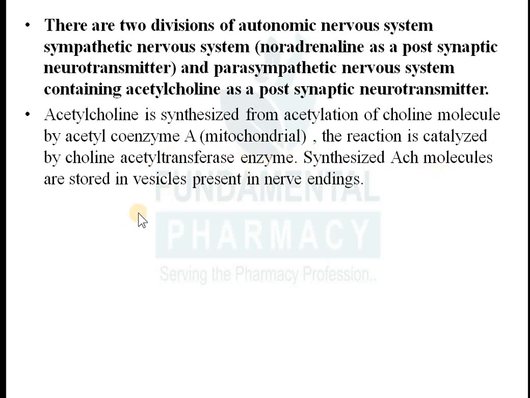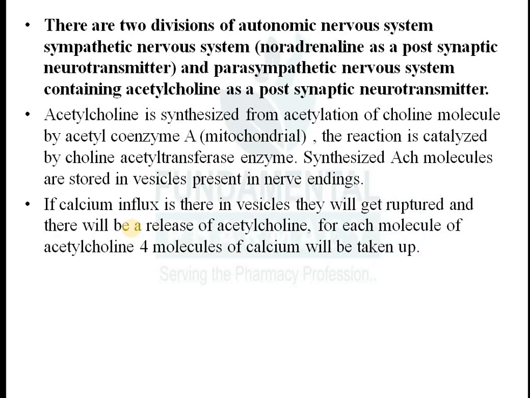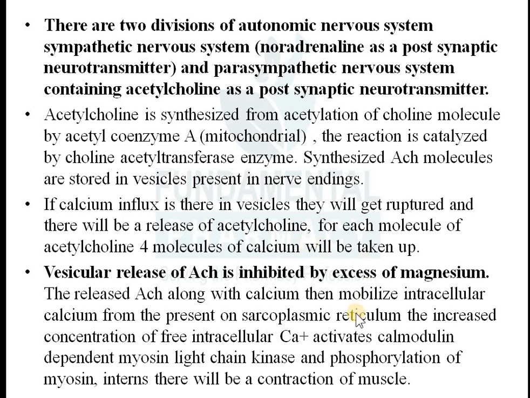acetylcholine molecule. Now the synthesized acetylcholine molecule will be stored in the synaptic vesicles present in the nerve ending, that is synapse. And now if calcium influx is there up to a certain threshold level, then it will get ruptured and there will be release of acetylcholine. Now for each acetylcholine molecule you require four molecules of calcium. Remember this. Okay, so agar char molecule of calcium andar jata hai neurons mein, to ek molecule of acetylcholine release ho jayega. Okay, vesicular release of acetylcholine is inhibited by excess of magnesium. Remember this line. So excess of magnesium will prevent the release of acetylcholine. Okay.